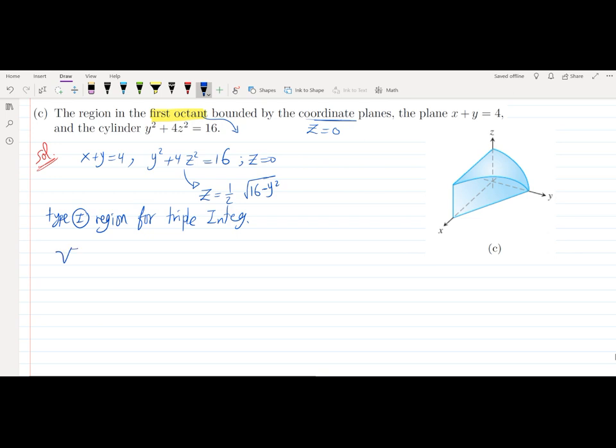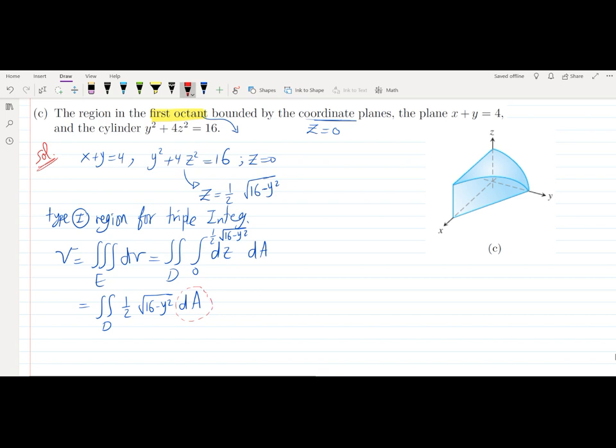Then the volume equals the triple integral over E dV. So it will be a double integral over D of dz dA, and z starts from 0 till half square root of 16 minus y squared. So it will be a double integral over region D of half root of 16 minus y squared dA. And now the question is how can we expand this dA?